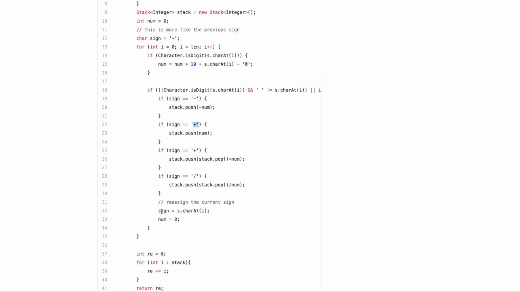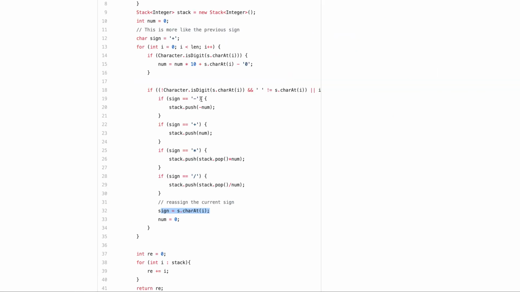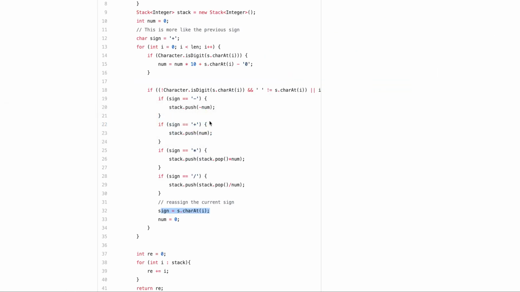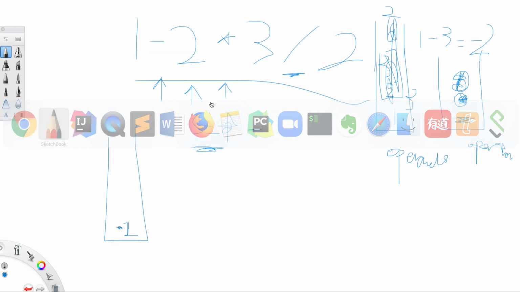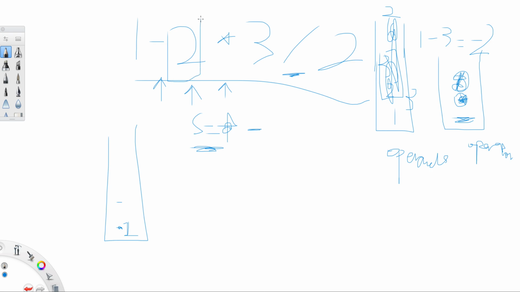And now you reassign the sign to the current sign, which is now a negative. Now you continue. You have a 2, okay, that is fine. And then you have another sign, which is a times sign. But what is your previous sign? When you are here, that means you have a minus times number. Your current number is 2, so you push -2 here. And now your current sign is times, right? So this is gone. And then you're doing this 3.